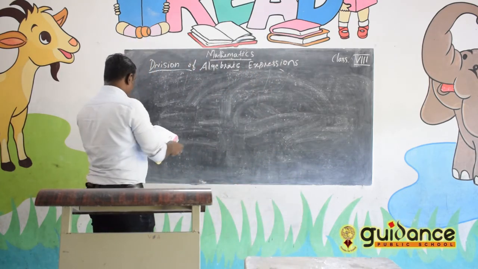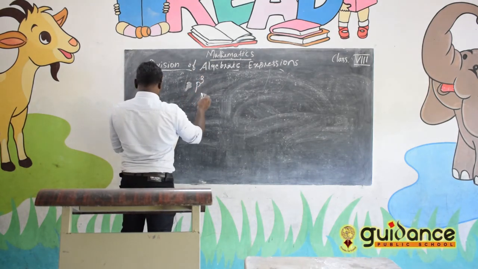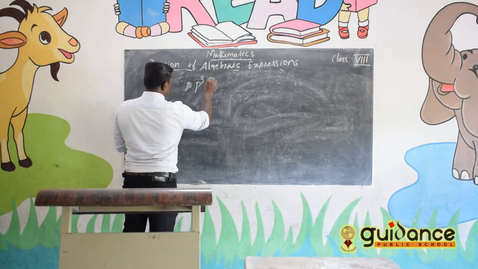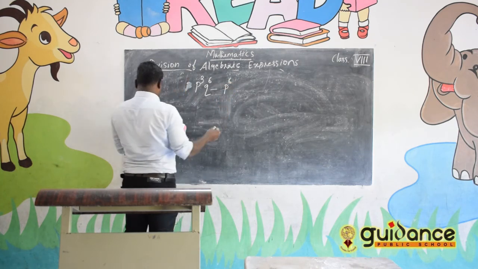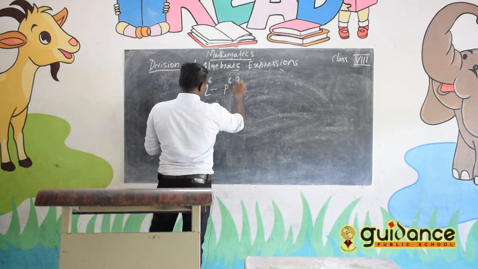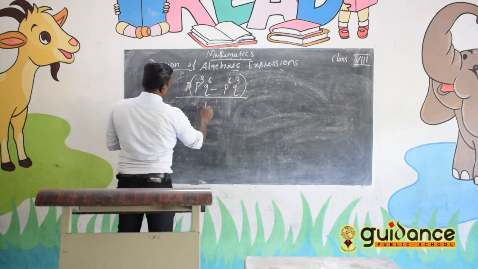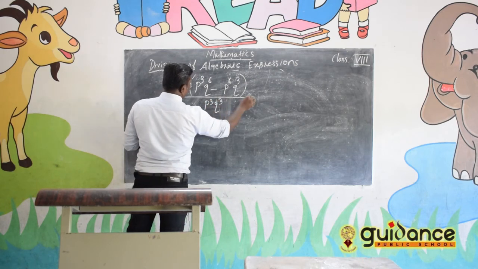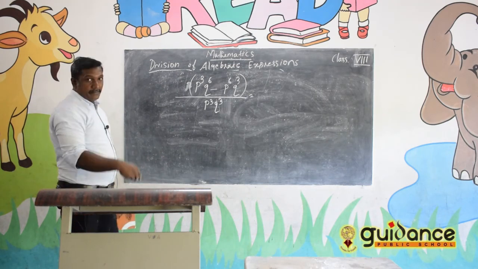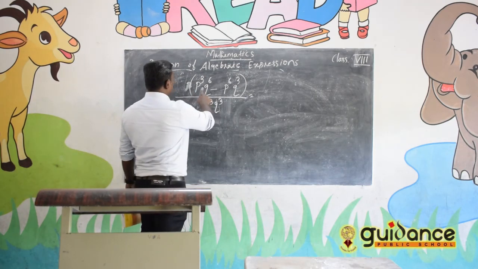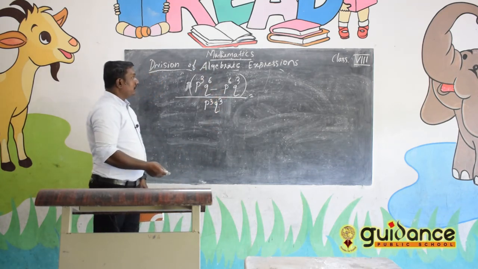So one more example: p cube into q raised to 6 minus p raised to 6 q raised to 3, all divided by p cube into q cube. So from these two terms, what is the common term? What is the maximum power we can take? I think p raised to 3 and q raised to 3 we can take, no? Because both of them have p raised to 3 and q raised to 3.